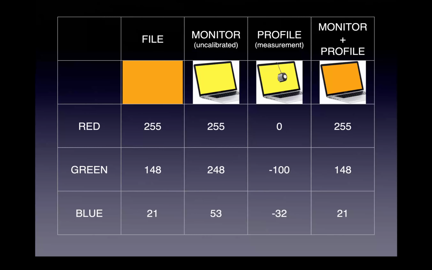The file's calling for 21, the monitor's showing 53. The profile knows you need to knock 32 off of what's being shown to actually get this to be the original color. So you can see the file now, the numbers that the file is asking for, the monitor is now showing. And that is color managed workflow. Make sense?